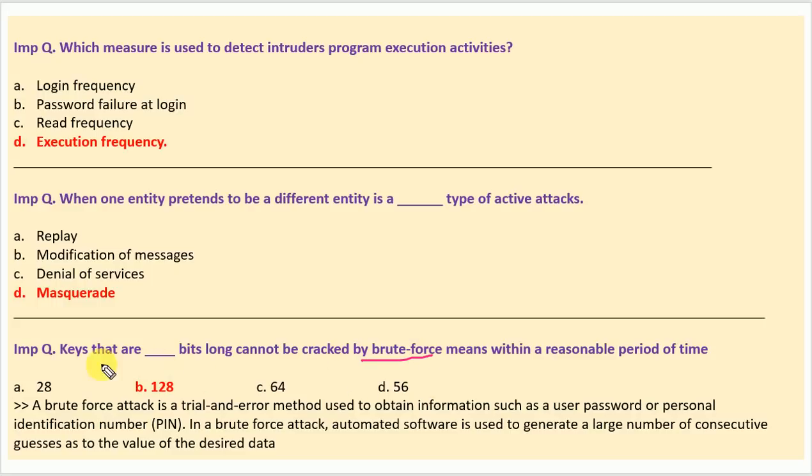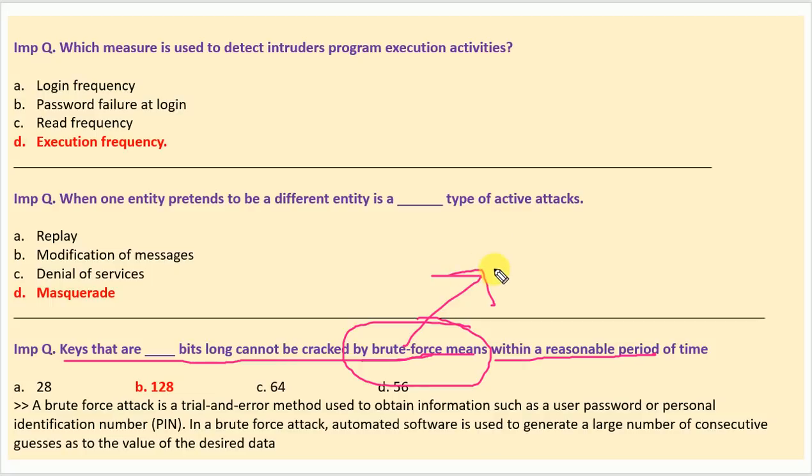So the question is, keys that are dash bits long cannot be cracked by brute force means within a reasonable period of time. What should be the length of that key that cannot be cracked by a brute force attack? As I told, a brute force attack is software used to generate a random sequence of numbers. It will use trial and error, or guess your password and personal account. So what should be the minimum bits so that it cannot be cracked by a brute force attack? A brute force attack cannot touch such keys.